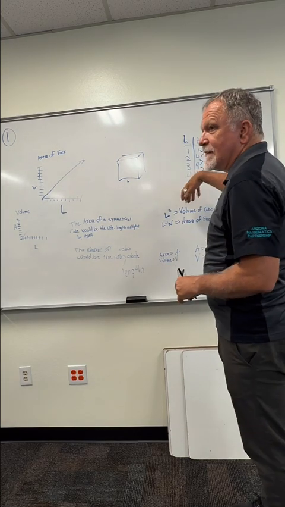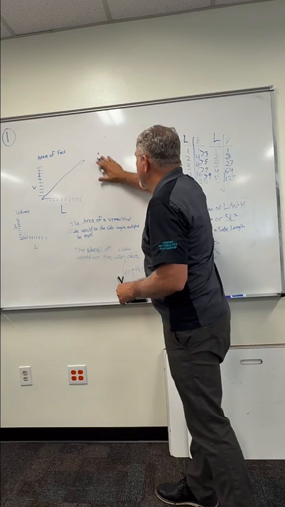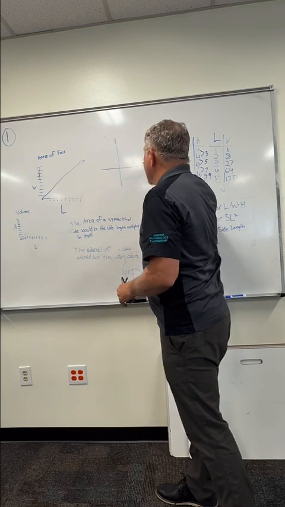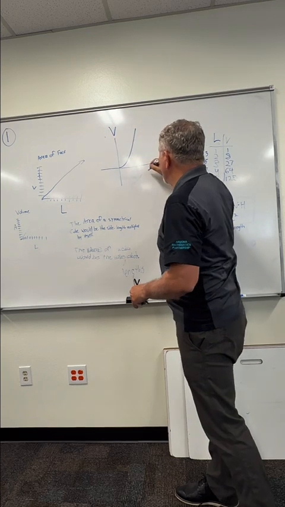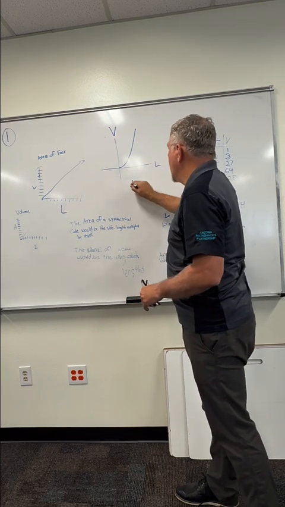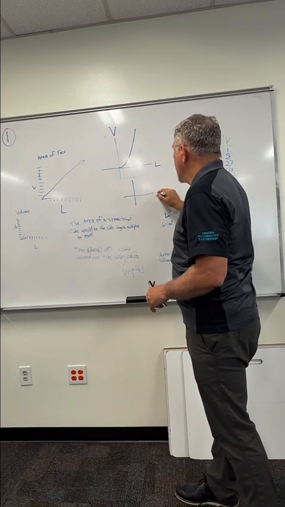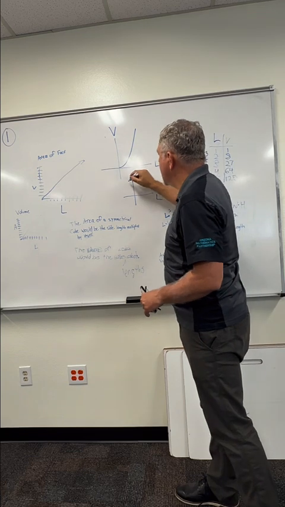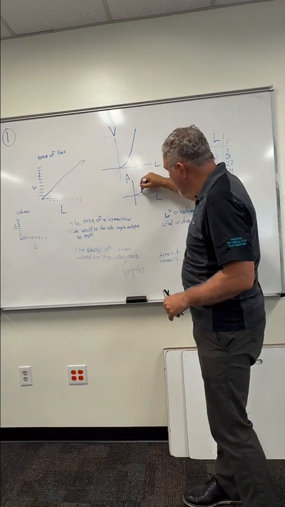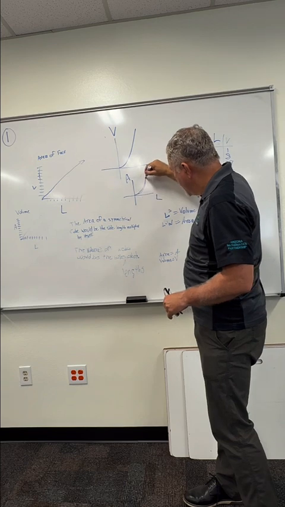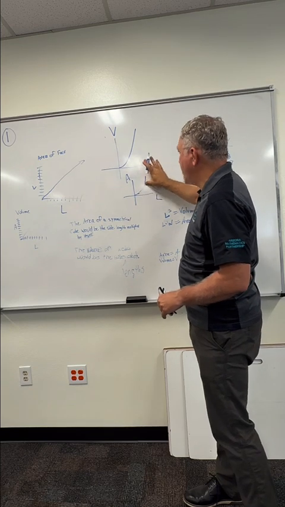If you were to go to Desmos and graph these, your volume function is going to look something like this. This will be your volume, and then your area function. This is L down here, this is A up here. It will look something like this. Okay, it'll look like a parabola.